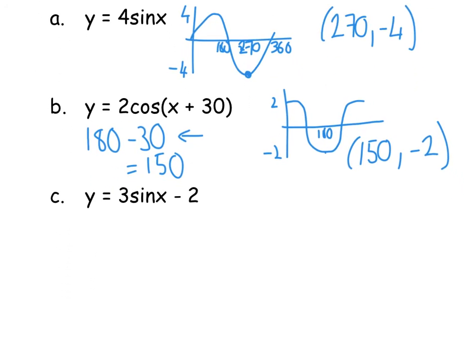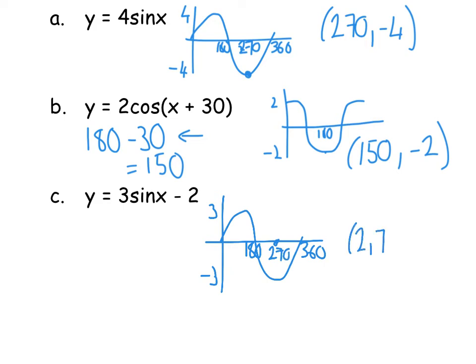y equals 3 sine x minus 2. Well, your 3 sine x graph looked like this. And it went from 3 to -3. Your minimum turning point was here. So middle was 180. So that was another 270. So it's along to 270. And it would have been down to -3.